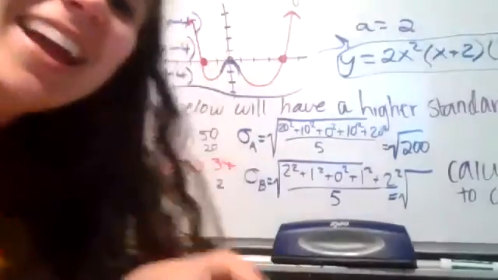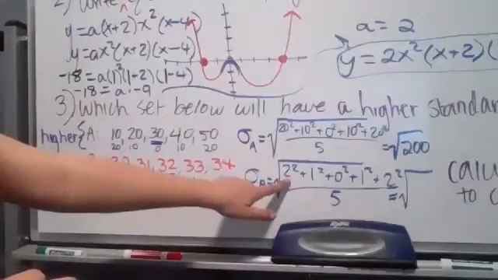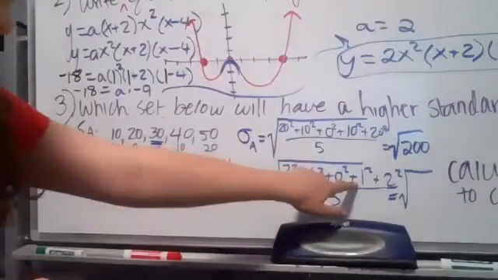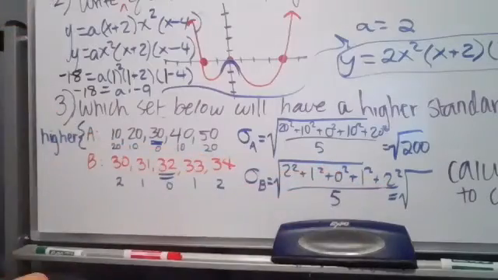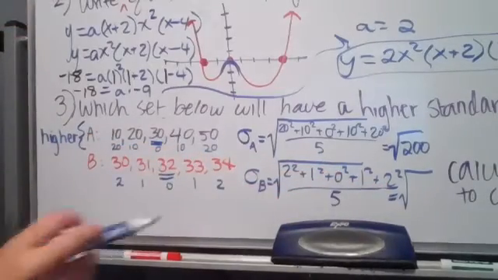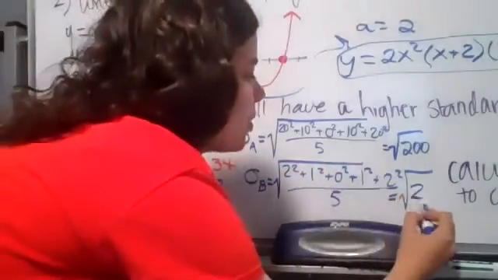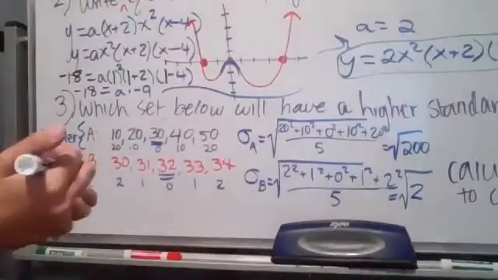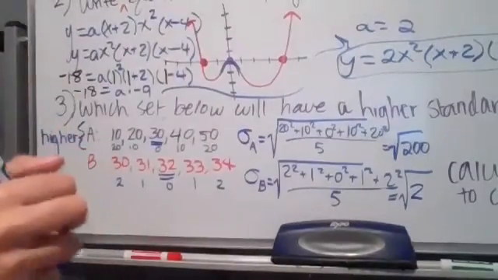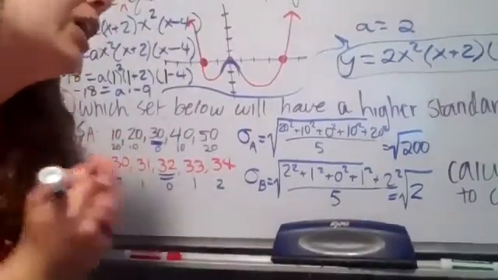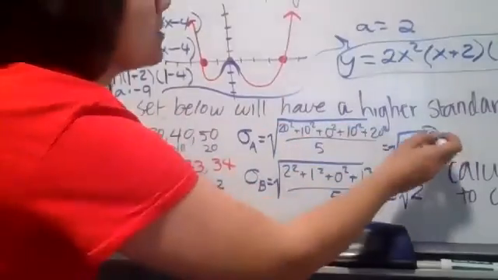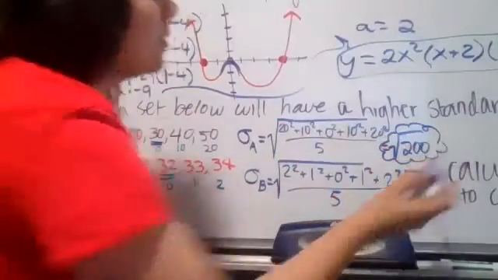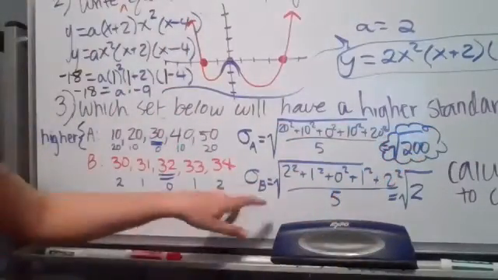So then dividing by 5, it's 4 plus 1 is 5 plus 1 is 6 plus 4 is 10, divided by 5 is 2. So the square root of 2. So we're basically dealing with the square root of 2 versus the square root of 200. And you can see that indeed this is much higher. The spread is much higher than set B.